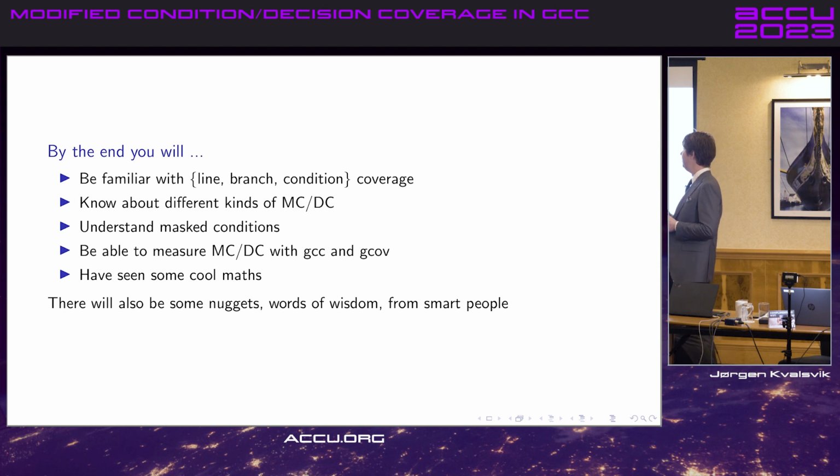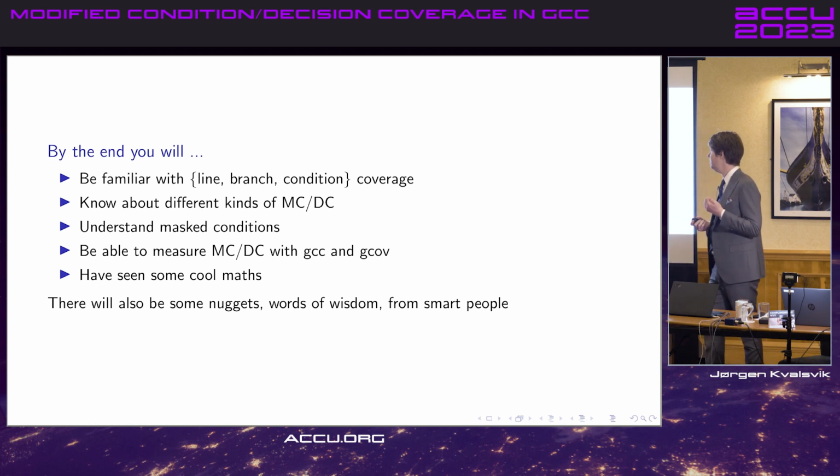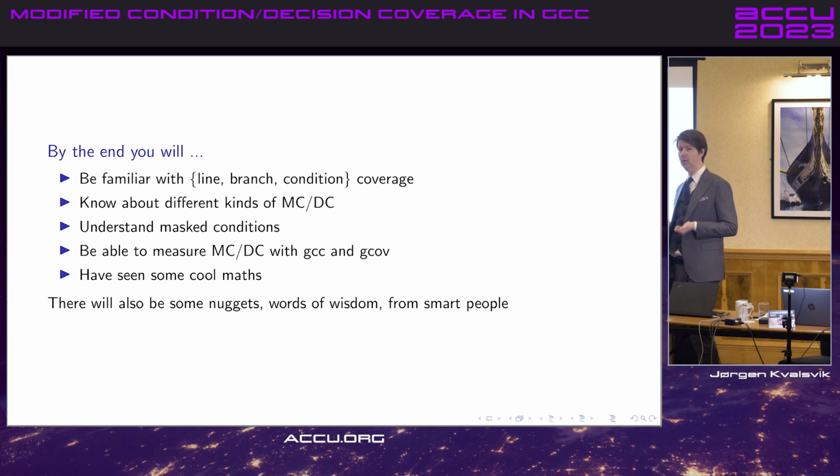By the end, I hope you will be familiar with line, branch, and condition coverage. You will know about different kinds of MCDC because there's more than one. You'll understand the masking conditions and be able to measure, of course, using the tool. And you'll have seen some cool maths. I've also woven in some nuggets, some words of wisdom that I'd like to share. My name is Jørgen. I work for Woven by Toyota, which, as the name implies, is a part of Toyota in Japan.